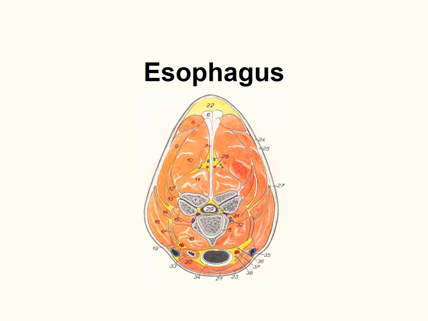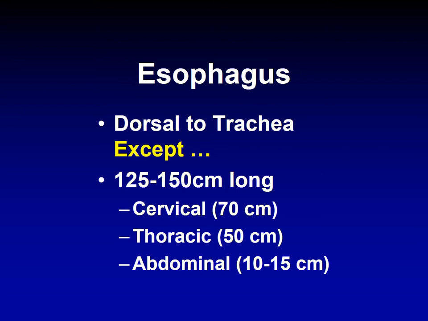Now let's talk about the esophagus and its structure and anatomical features. So first of all, the esophagus is about 125 to 150 centimeter long structure, and it has three parts: cervical, thoracic, and abdominal. The cervical part is the longest part, which is about 70 centimeters. The thoracic part is about 50 centimeters, and the abdominal part is pretty short. It's about 10 to 15 centimeters.